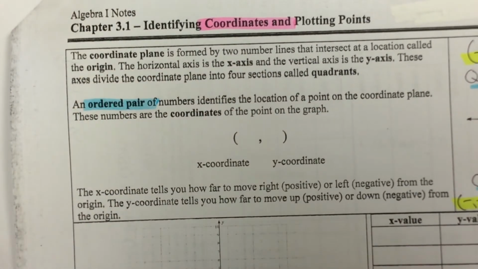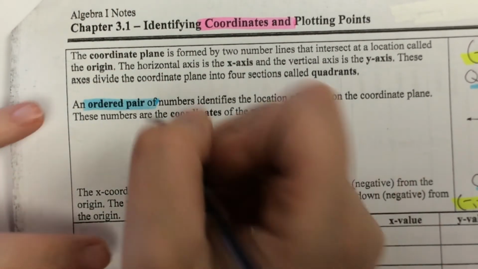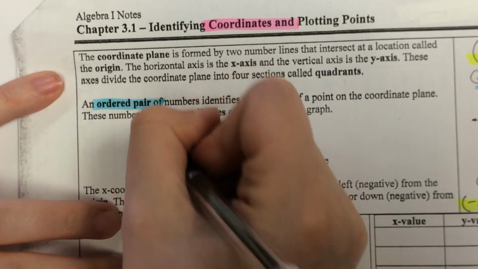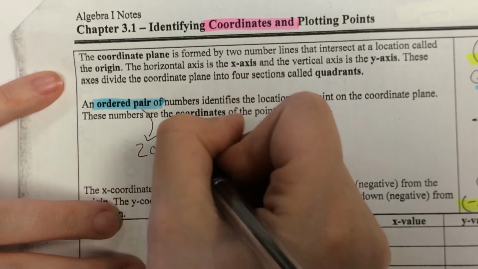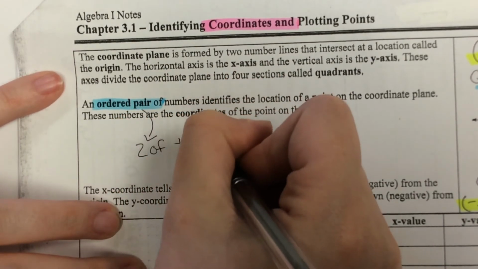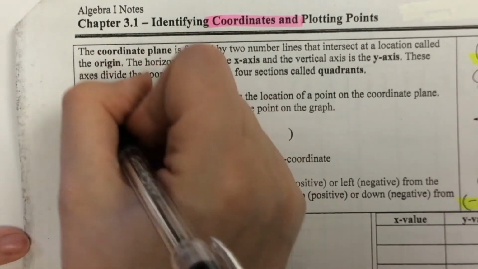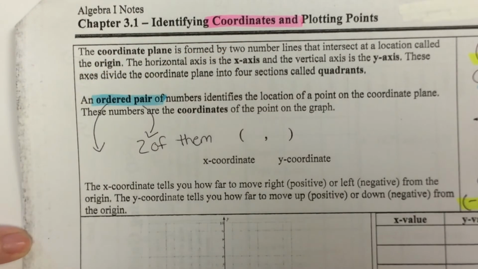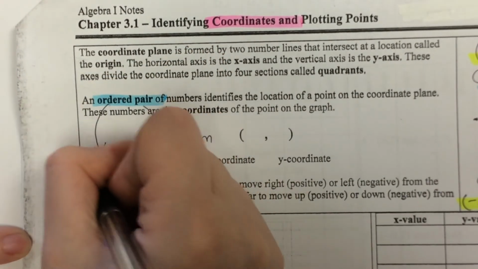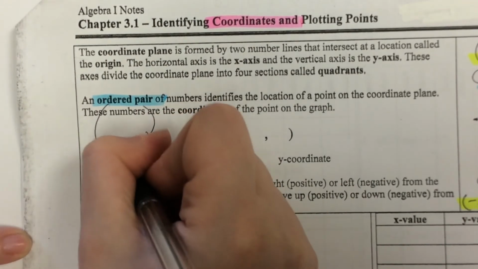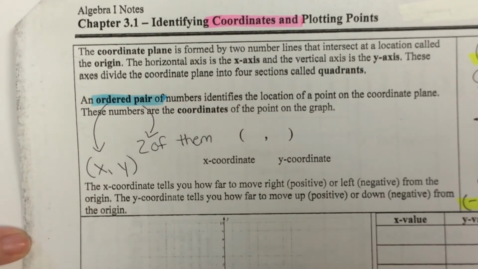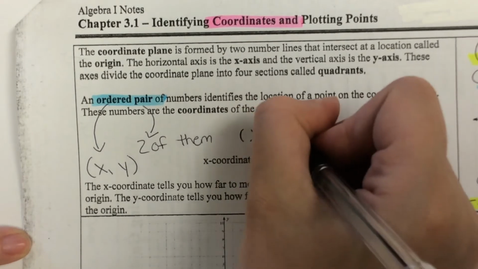Now, an ordered pair is 2 things here. A pair, which means there's going to be 2 of something, and ordered, meaning that they need to go in a specific order. And that order is that your x value will always come first and your y value will always come second. So x, comma, y.